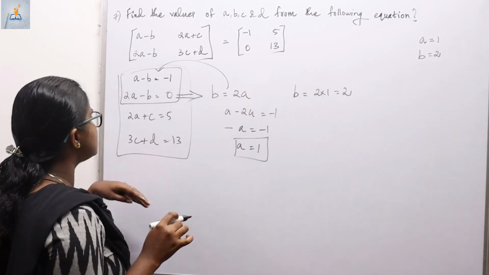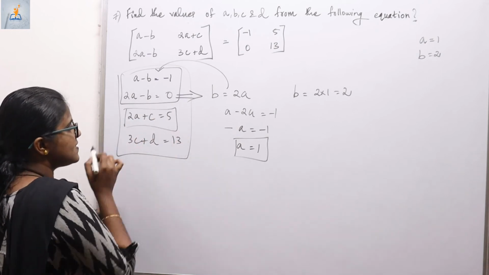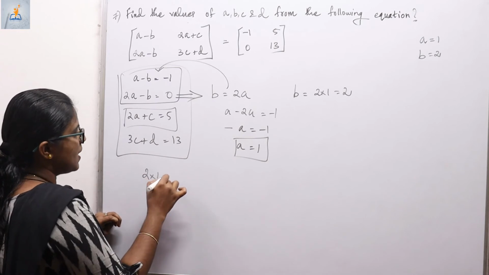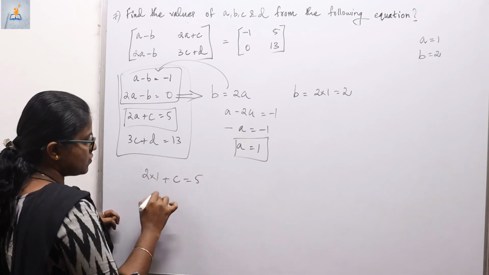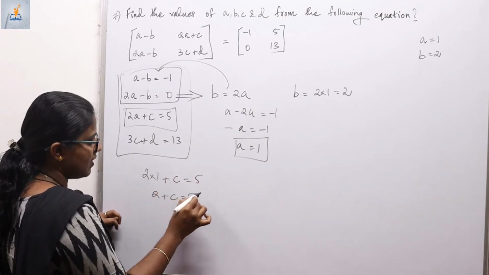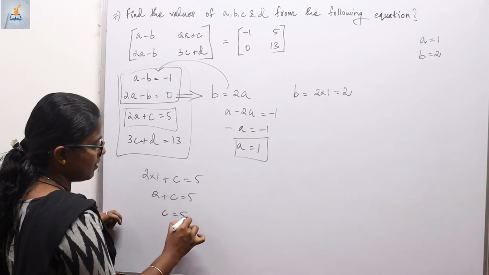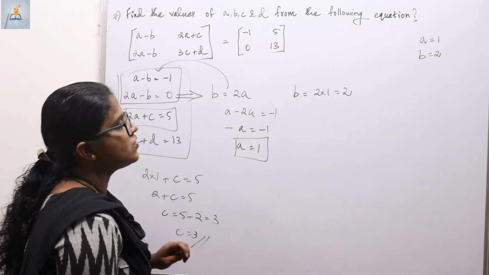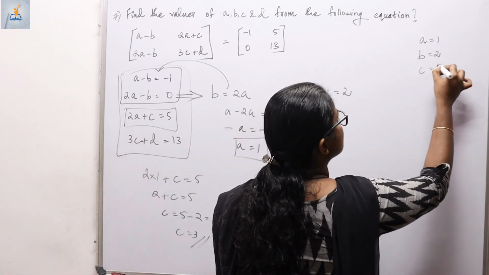Now moving on to this one, we have 2a plus c is equal to 5. Therefore 2 times a, that is 1, plus c is equal to 5. So 2 plus c is equal to 5, which means c is equal to 5 minus 2, that is 3. So c is equal to 3. So we can write it here, c is 3.